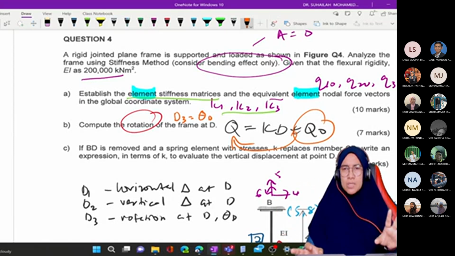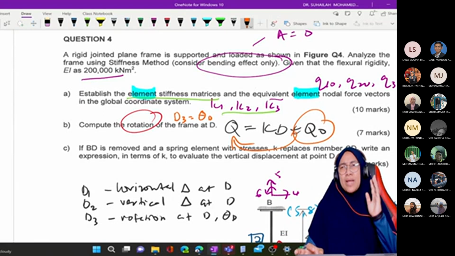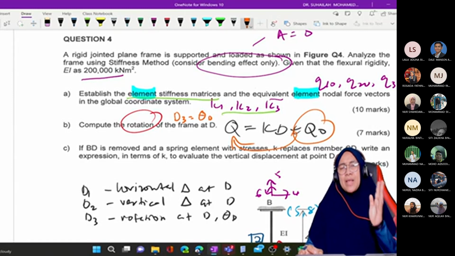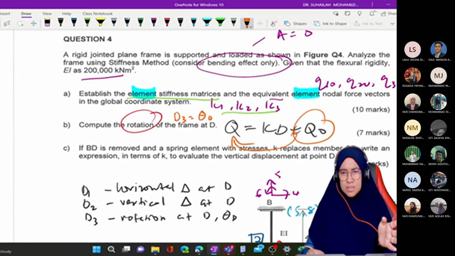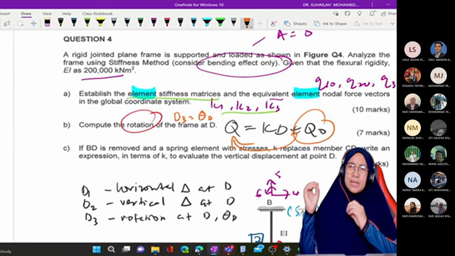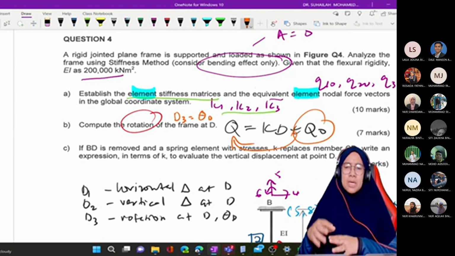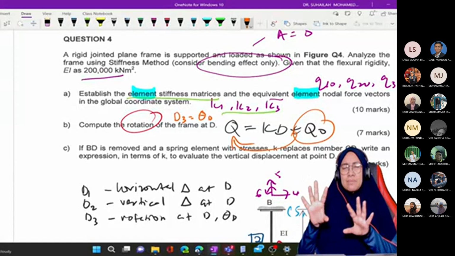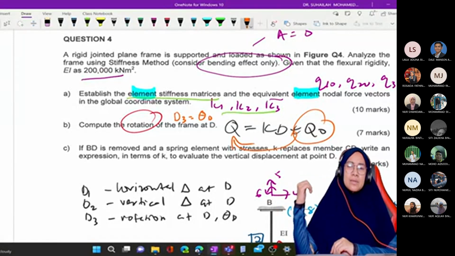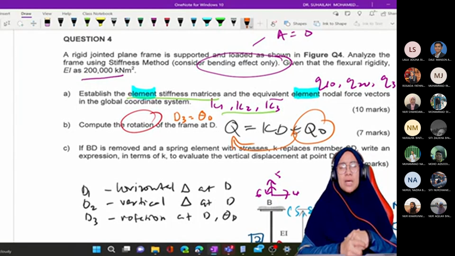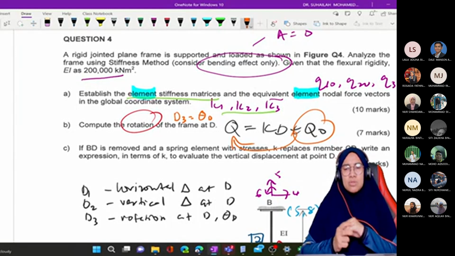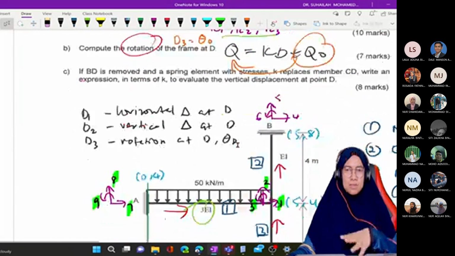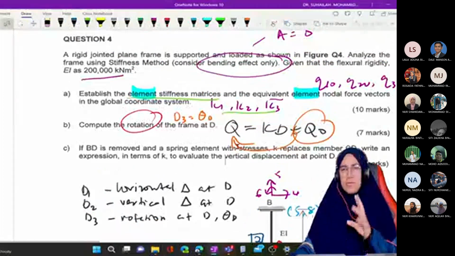Nodal forces remain as nodal forces. You just need to read whatever forces are subjected directly at nodes; those become nodal forces. Any element that has loading on top of the member becomes Q naught, equivalent nodal forces. So calculate separately and then we substitute into the formula. Okay, substitute into the formula Q equals KD plus Q naught, and then we will get what we have analysed tonight. Okay, so this is frame.